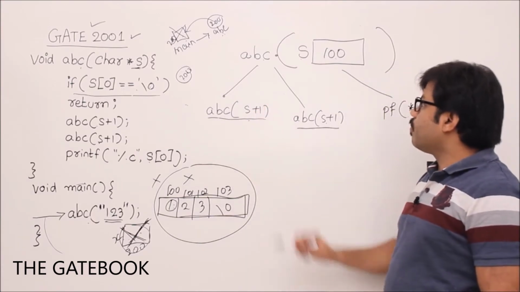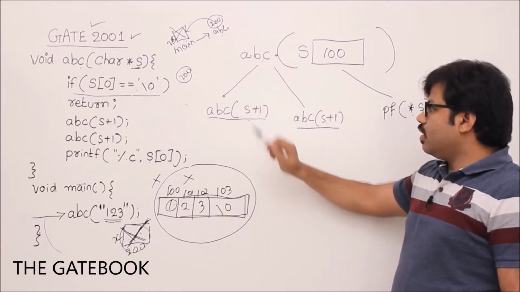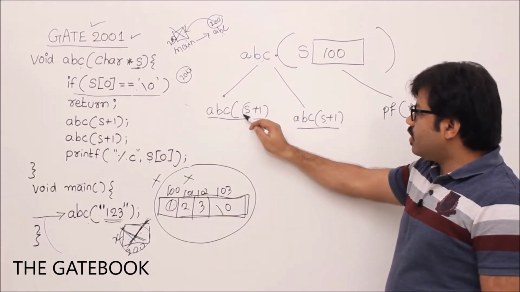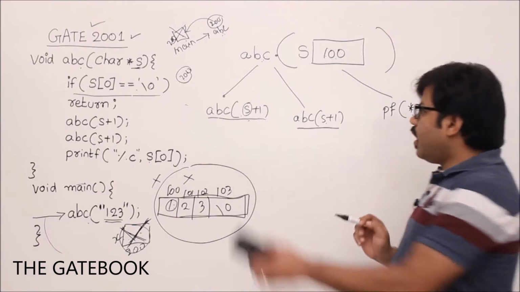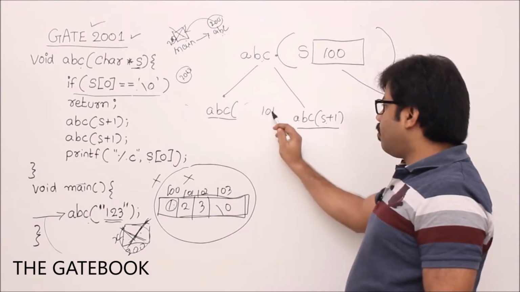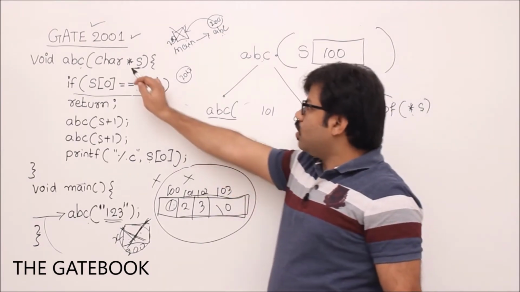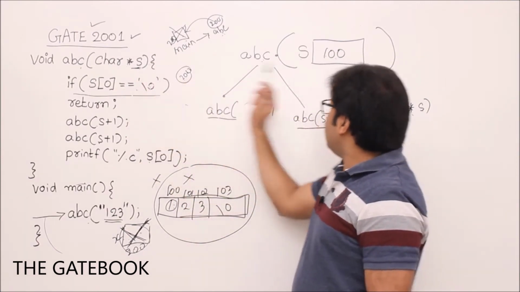Now you tell me which line will be executed first in these three? This one, right? Then at this moment, what is s? Definitely 100. Then s plus 1 is what? 101. So it is like calling the ABC method with value 101. We are passing 101 to whom? Who is the local variable? s. Don't get confused between this s and this s.